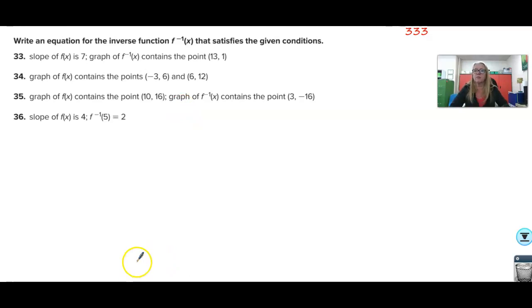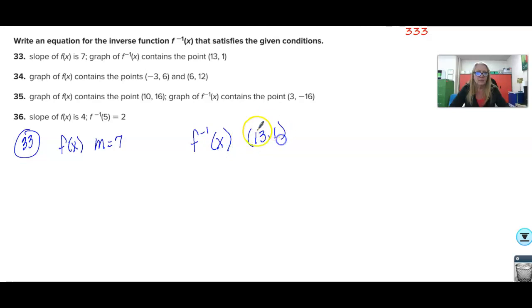All right, we're starting on number 1, or number 33 anyway. Number 33, the things we know. We know that the original equation, f of x, has a slope of 7. But that's all we know about it, or is it? We also know that f to the negative 1 of x has a point (13, 1). Can we use this to find a point on this one? Yes, we can. We know this one would have a point of (1, 13).